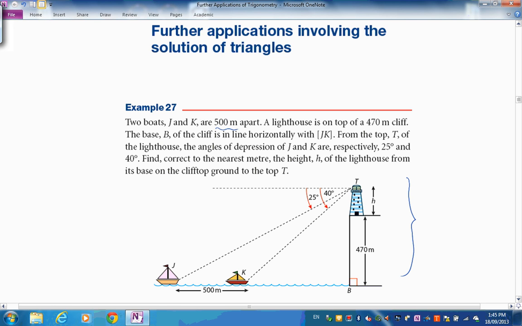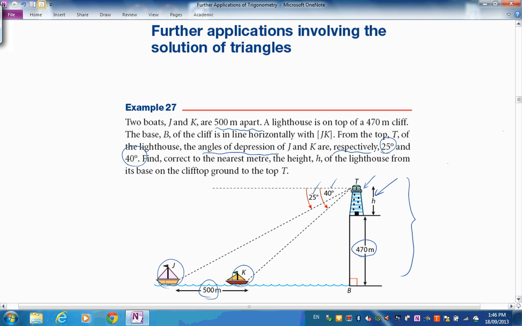The boats are 500 metres apart, so the first thing down here, make sure it's on the diagram. Lighthouse is on top of a 470 metre cliff. It's 470 to there. That's good. Angle of depression from the top of the lighthouse, where people stand and look out there, is 40 degrees and 25 of J and K respectively. So J is 25 degrees, so that's boat J, and K is 40 degrees, so that's a bigger angle to look down. Just remember that angle of depression is the angle from the horizontal. Okay, so we've got all that information, but what we want is h.